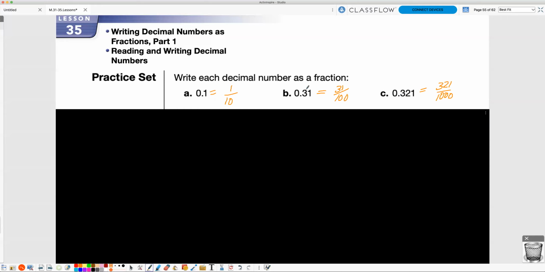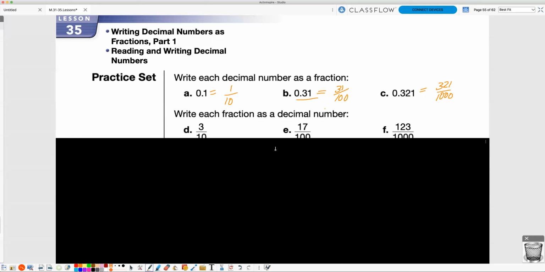I did not read these decimals out because if I would have said do letter A, 1/10, it would have given away the answer. Or if I would have said do letter B, 31 hundredths, it would have given away the answer. If you know how to read decimals properly, instead of 0.31 or 0.321, you know the answer to the decimals as a fraction.